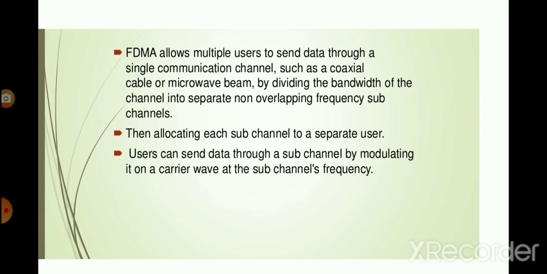FDMA allows multiple users to send data through a single communication channel, such as a coaxial cable or a microwave beam, by dividing the bandwidth of the channel into separate non-overlapping frequency subchannels, then allocating each subchannel to a separate user. Users can send data through a subchannel by modulating it on a carrier wave at the subchannel's frequency.